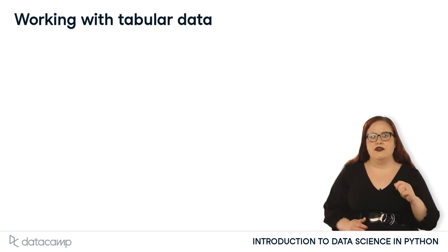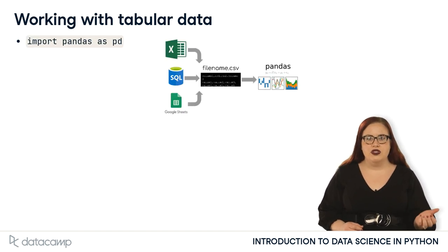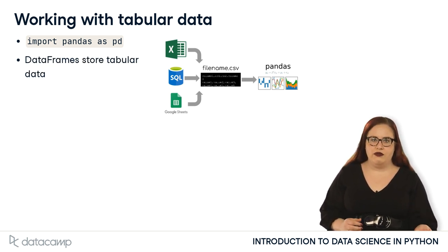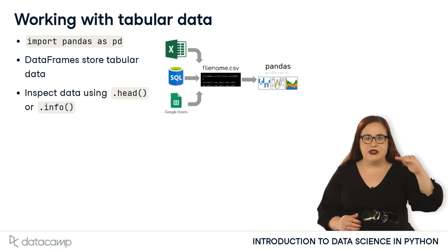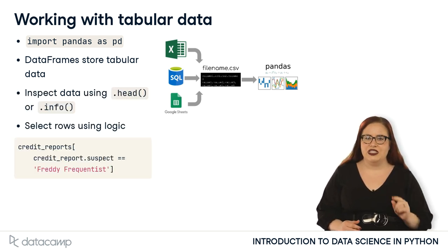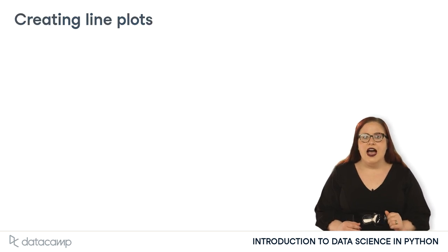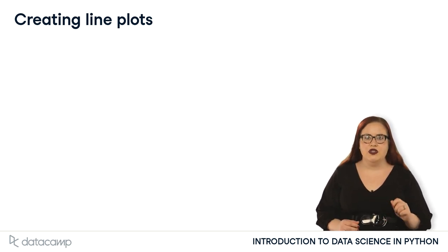You narrowed your list of suspects by using pandas to examine credit card records. Pandas is a module that uses tools like data frames to examine and modify tabular data. You investigated the credit reports using functions like head and info, and selected specific rows that corresponded to suspicious purchases using logic.